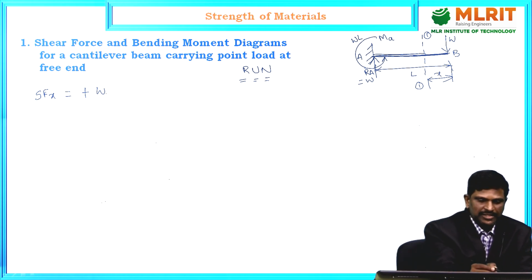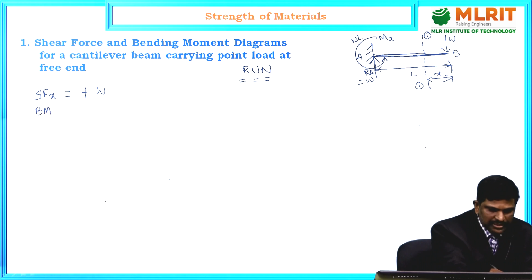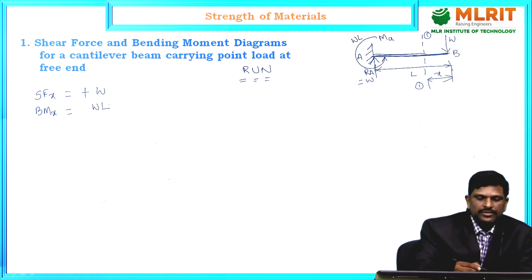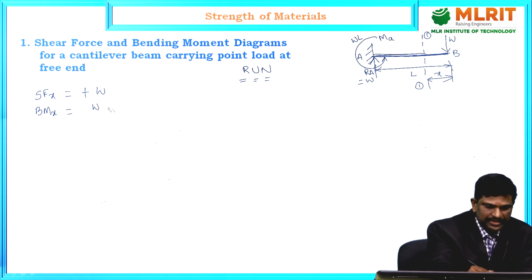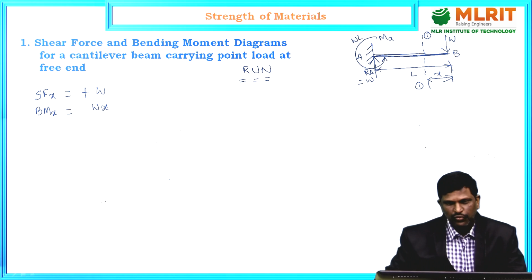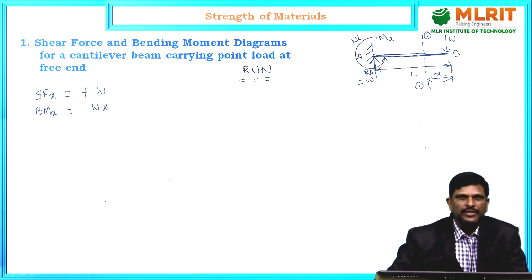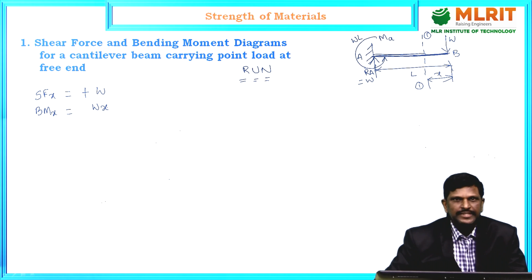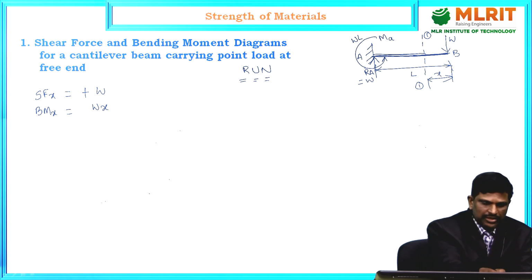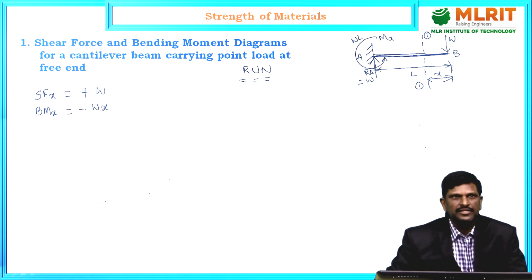So, shear force is plus W, and bending moment at the section considered, BMX, is equal to W into X. X is the distance of the force from the section considered. The sign convention for bending moment, for either left side or right side, is that a downward force produces negative bending moment and an upward force produces positive bending moment. Since W is in the downward direction, bending moment at X, BMX, is minus WX.